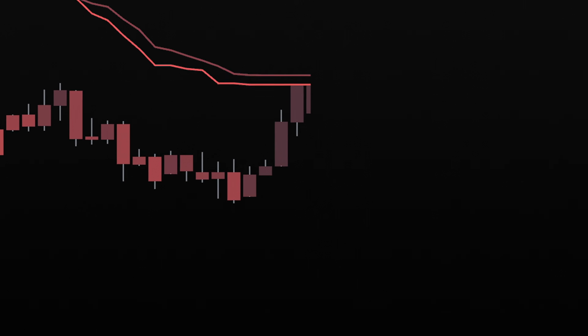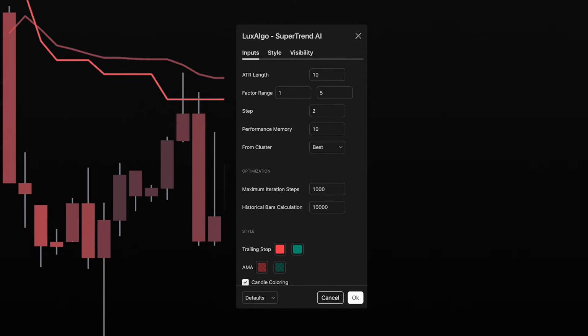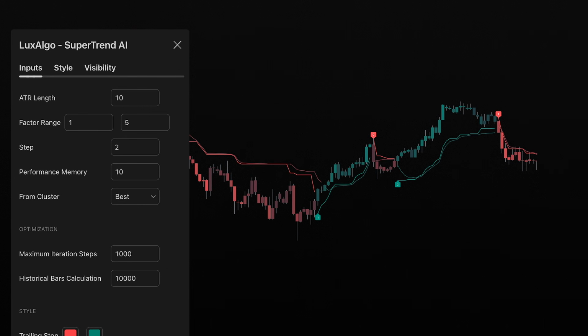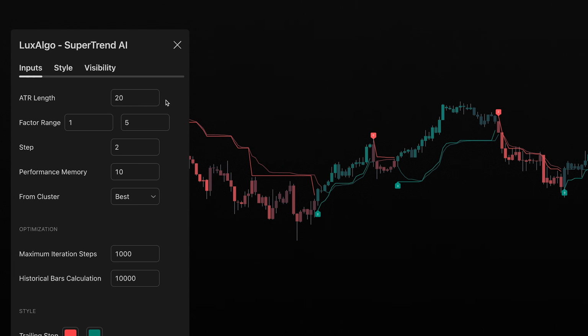Now that you understand the features of the indicator, let's quickly break down some of the most important settings available. The ATR length acts as the foundation for all supertrend calculations, determining how responsive the indicator is to price movements. A shorter length sharpens sensitivity, allowing faster reactions to price changes, while a longer length smooths signals, filtering out market noise and reducing false triggers.